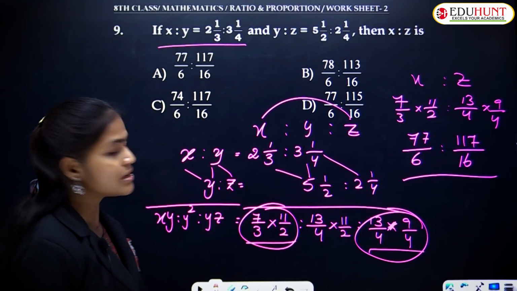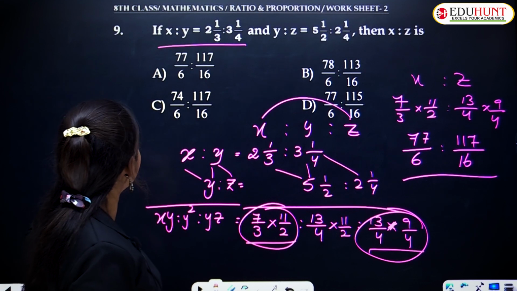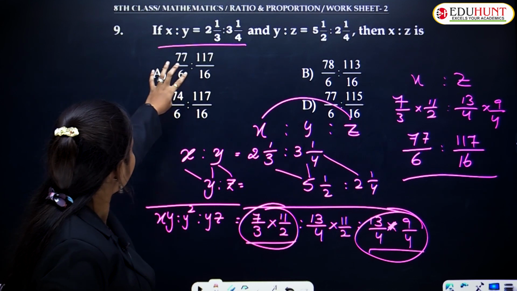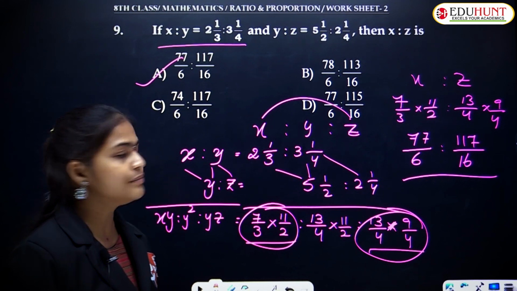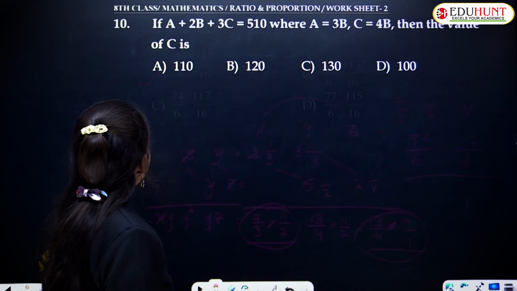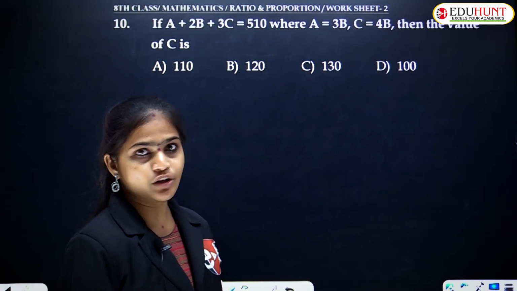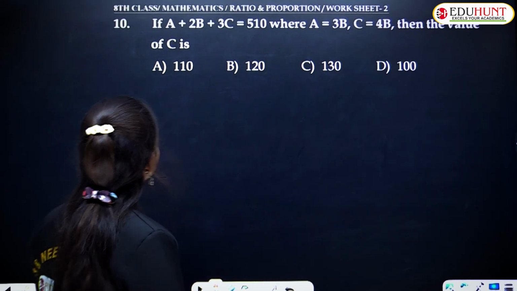The options need no simplification. So which option is correct here? 77 by 6 and 117 by 16. So option A is true here. Understand? Yes. Children, see the next and last question from this worksheet 2, that is the 10th question.